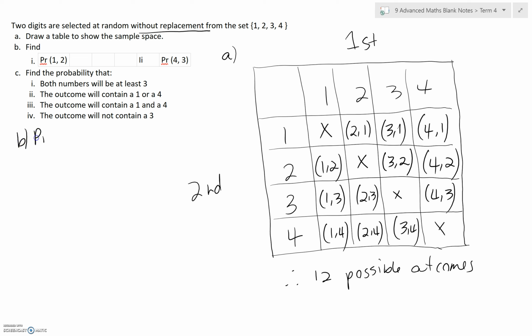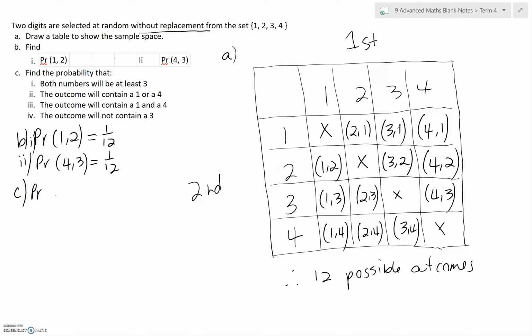B, find the probability of getting a 1, then a 2. So we can go straight to our table and look at that. So getting a 1 first and then a 2, there's only one possibility of that out of all these outcomes, so that's going to be 1 in 12. Also, the probability of getting a 4, then a 3. So the same type of situation, we can only get a 4 first and then a 3, so again, 1 out of 12.